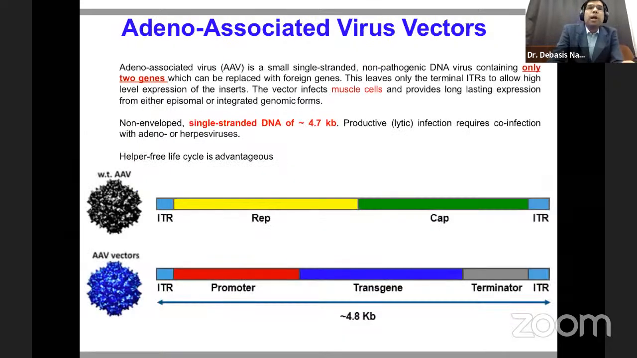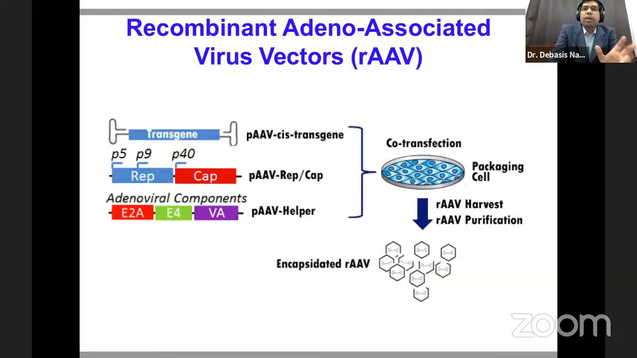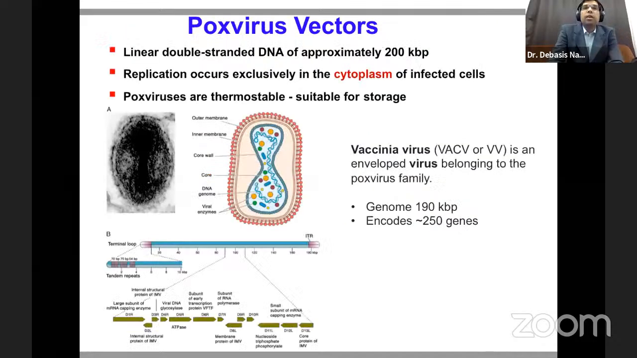Similarly, we have also another virus we call adeno-associated virus. That is also a very small virus. I'm not going to talk to you in detail. Beyond adenoviruses, there is another group of viruses we call pox viruses or vaccinia viruses. Vaccinia virus is much bigger. I was talking about adenovirus around 34 kilobase. Here I'm talking about 190 kilobase. That means it is 5 to 6 times larger than that. This is a pox virus, and it has a much bigger gene size: there we have 100 genes, but here it is 250 genes.